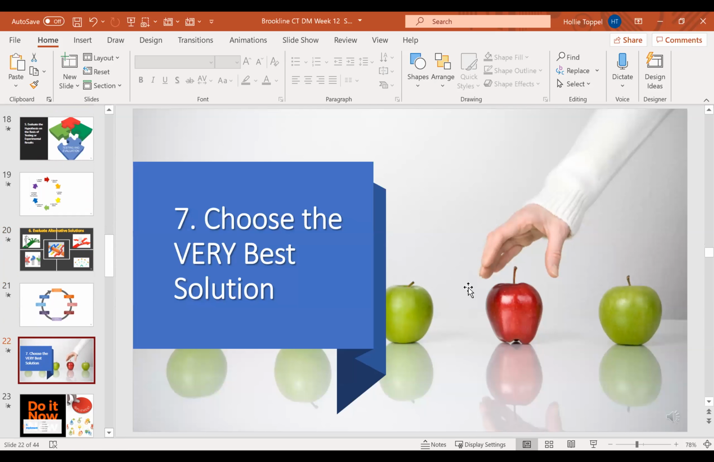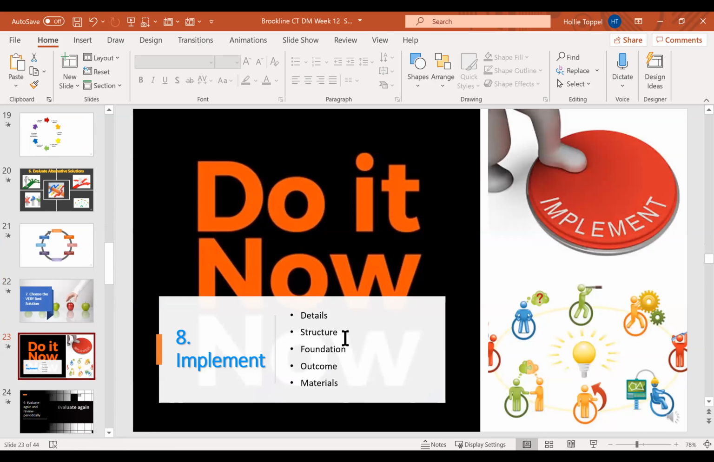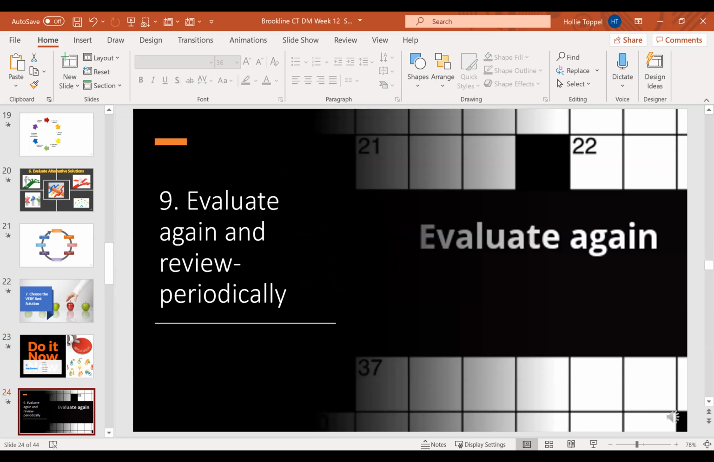So you choose the very best solution and you're going to implement your solution. And this is do it now. If you don't implement it, why even do it? You need to take that step. And like I said, you evaluate again and review periodically.